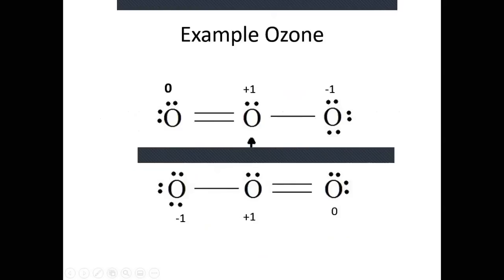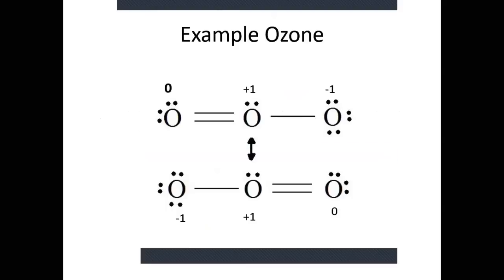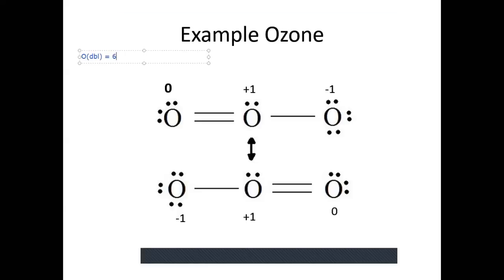So one I want to look at is ozone. As you see here, ozone has an oxygen with a double bond on the left, an oxygen in the center with a double bond and a single bond, and an oxygen with a single bond on the right. Let's say we want to calculate the formal charge of the oxygen with the double bond. How many valence electrons does oxygen have? It has 6, minus the number of unshared electrons, which is 4, plus the number of bonds, which is 2. So the double bond oxygen has a formal charge of 0.